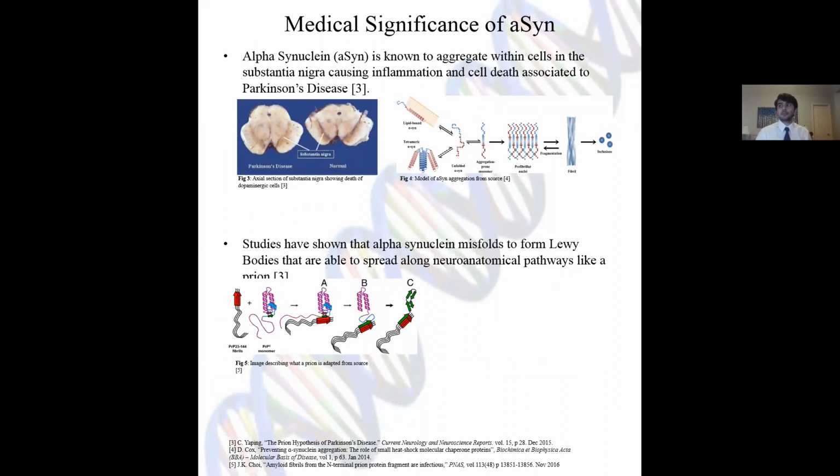So next I want to talk about the medical significance of alpha-synuclein. The main 2 diseases alpha-synuclein is involved in are Parkinson's and Alzheimer's. In these 2 diseases, there have been found what are called Lewy bodies. Lewy bodies are dense aggregates of alpha-synuclein that cannot be cleared by the cell, and this leads to cell death. Particularly in Parkinson's, this leads to cell death in the area known as the substantia nigra.